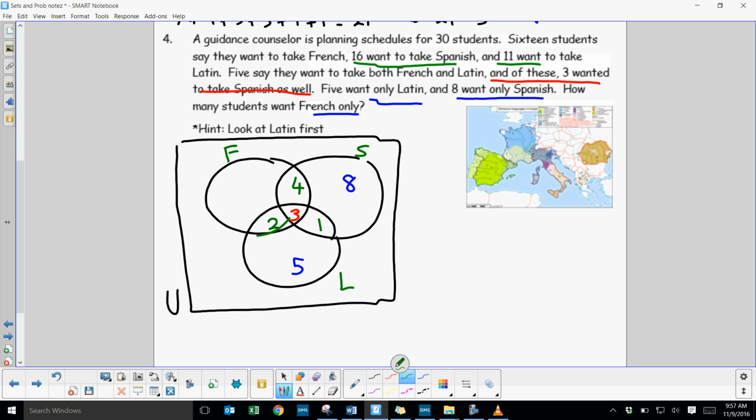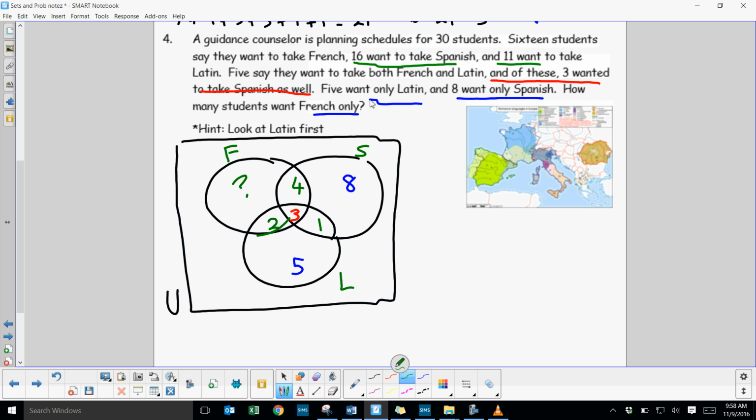Let's see. Are there any on the outside? I think they're assuming that all students say they want to take a language. So in this case, maybe we're assuming that all students want to take a language, and therefore there's 30 students in total. We want to know how many want to study French only. Because all students seem to be taking a language course, there's no choice that they can take no languages. Then we can add them all up.